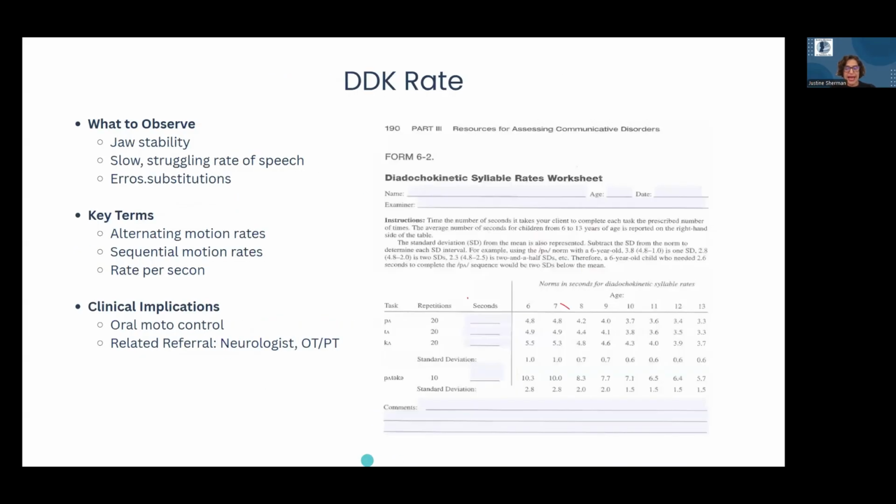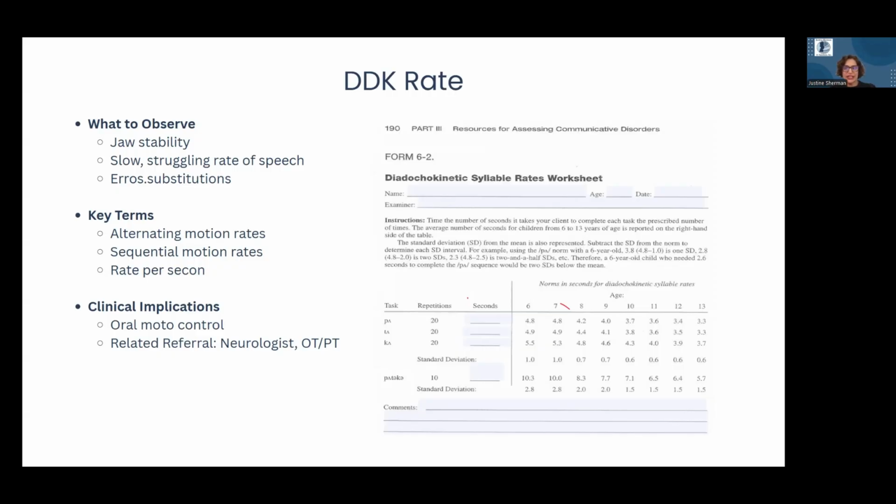Okay, last thing. Our diadochokinetic rate. The DDK tasks give insight into motor planning, coordination, and neuromuscular integrity, not just speed. So during the OPE, I'm going to analyze both single syllable and sequential repetition of tasks. We're going to observe accuracy, rhythm, consistency, and coordination in addition to rate.